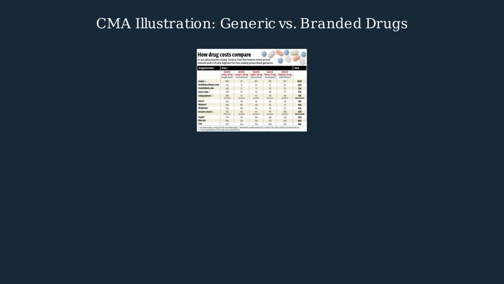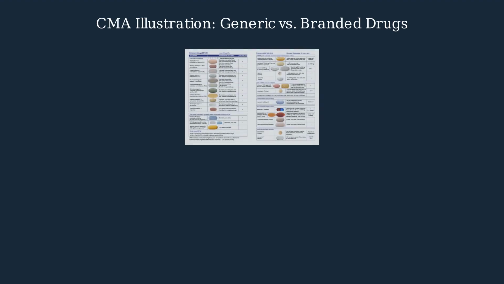This comparison shows how generic drug prices vary across different pharmacies. Notice the significant price differences for the same medications. Let's apply CMA to antiretroviral therapy, where both generic and branded options exist. With this table of antiretroviral medications, a health economist would compare the costs of therapeutically equivalent options.